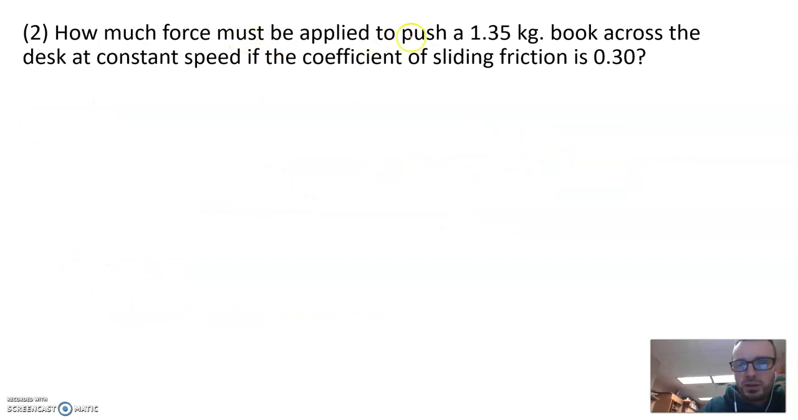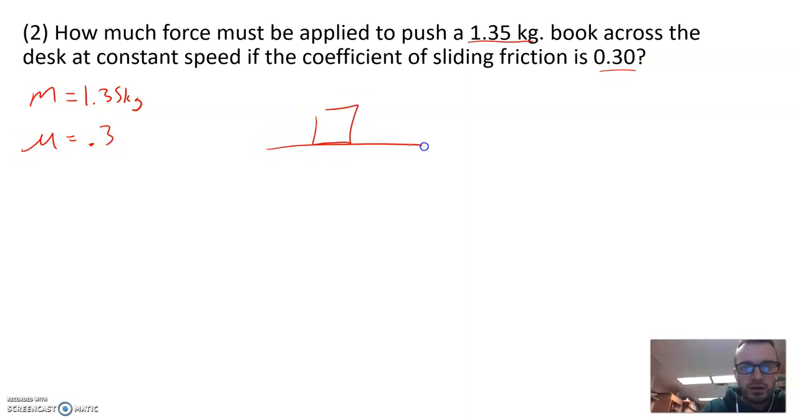How much force must be applied to push a 1.35 kilogram book, that's mass measured in kilograms, at a constant speed if the coefficient of sliding friction is 0.3, just 0.3 there. So let's go ahead and draw this one out. We're going to push the book across the desk at a constant speed. Constant speed means the forces must be balanced. And since we're on a flat desk or a flat surface, we know that these two forces have to be balanced as well. So let's jump into it.